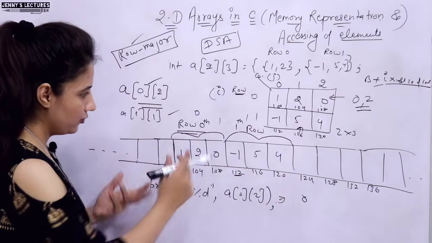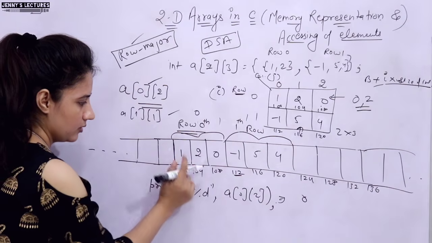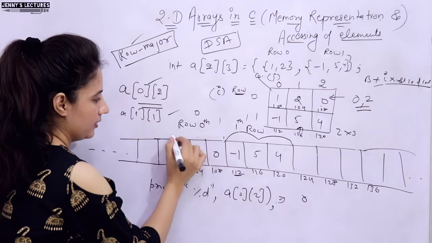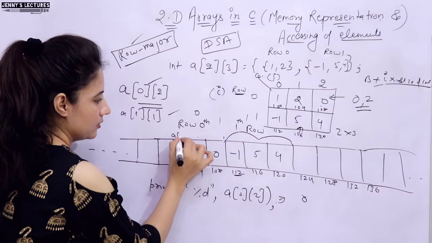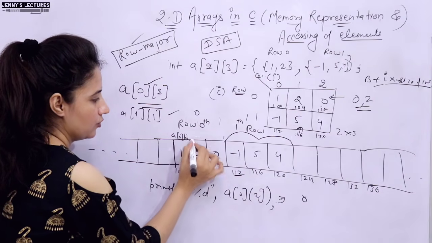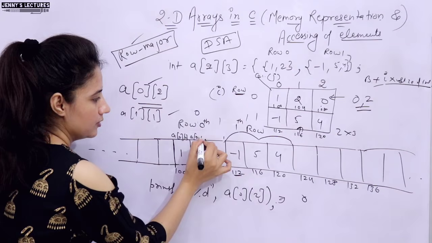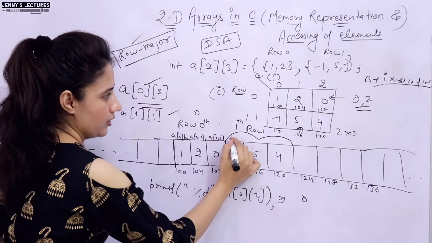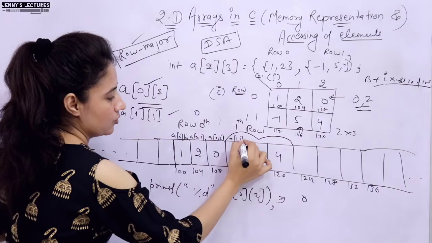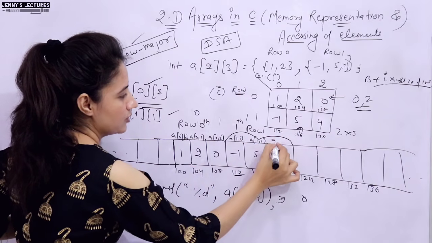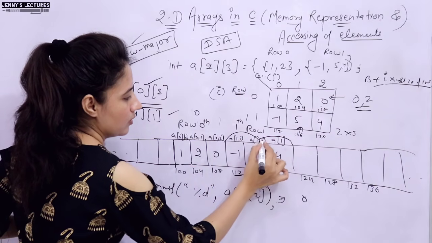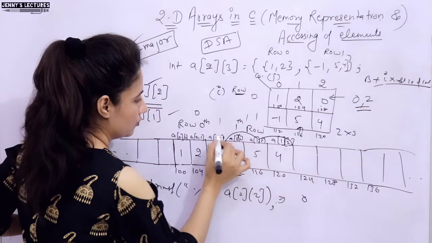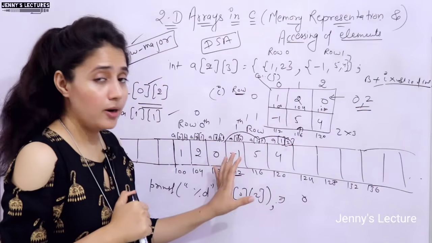So here, if you write the index for this one, like here I am writing a[0][0], for this a[0][1], a[0][2], like this. Then a[1][0], for this a[1][1], and for this a[1][2]. So now in the next video we will discuss the remaining part of this.